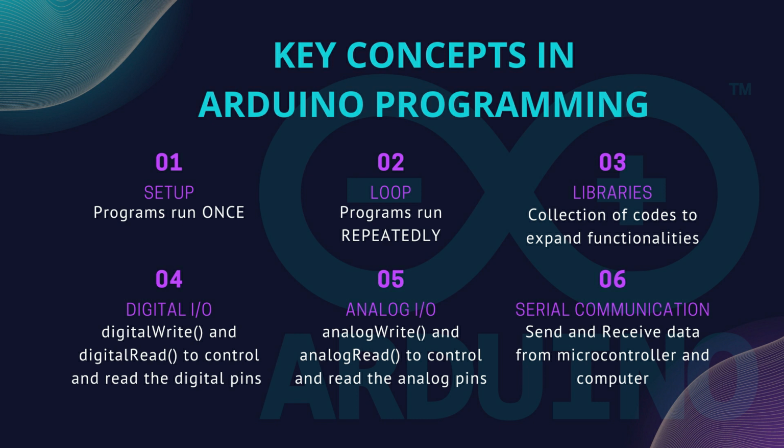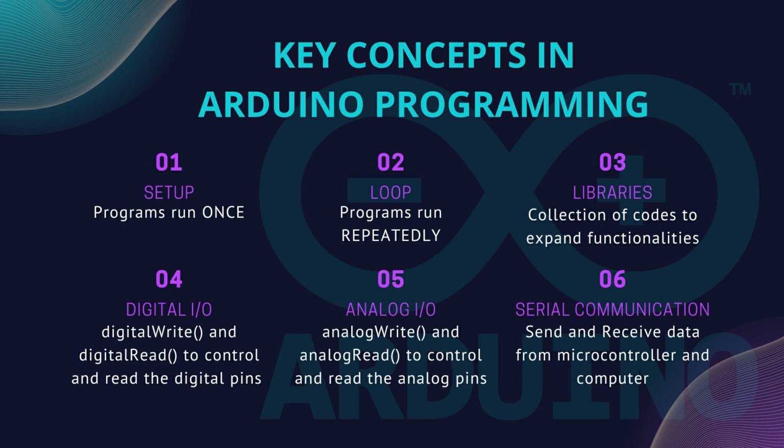Now, let's talk about some key concepts in Arduino programming. First is the setup or void setup. It is the part of the sketch where programs will be executed once. Next is loop or void loop. It is a part of the sketch where programs are to be executed repeatedly.